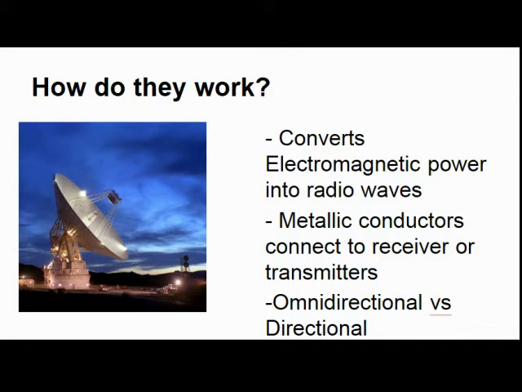Okay, so I'm going to talk a little bit about how antennas work and the physics behind them. So the basic principle about antennas is they convert electromagnetic power into radio waves. They use metallic conductors to connect to the receiver or transmitters. In our case, we're going to be looking at creating a transmitter. This is because we're looking to design the antenna for blocking a specific signal, such as cell phone frequency.